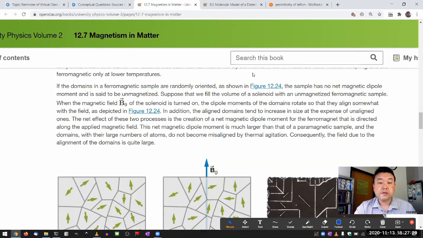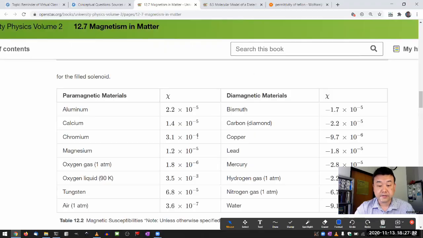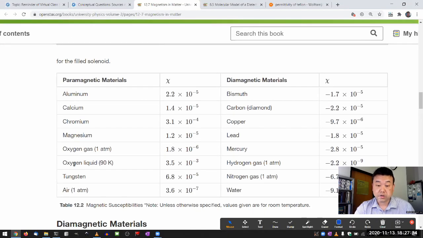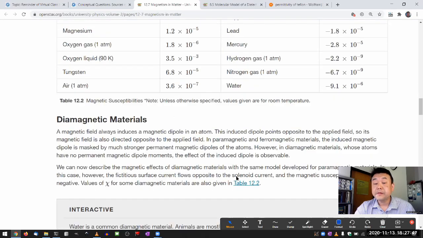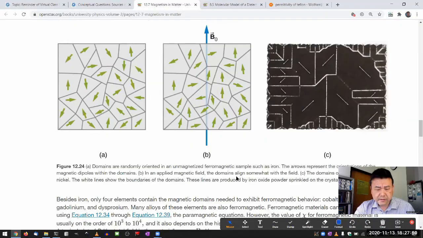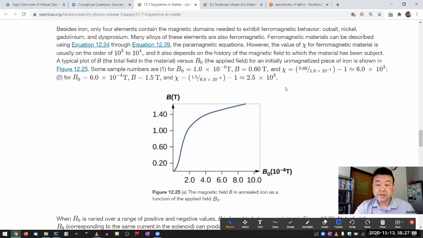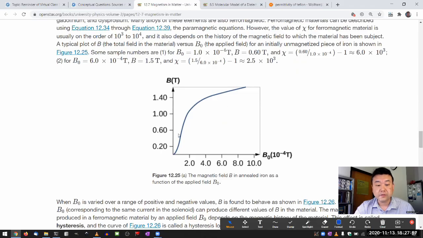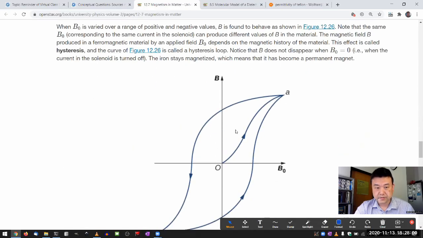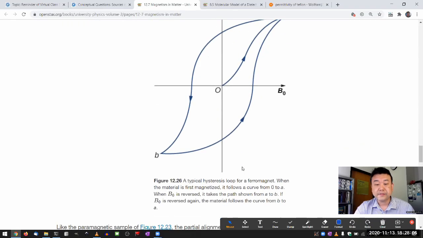Compare that with the constant for the paramagnetism. The oxygen, even liquid oxygen, which is fairly paramagnetic, is 3.5 times 10 to the minus 3. So it's about a million times more polarizable than some of the most paramagnetic material. And with the ferromagnetic materials, you will see that your textbook doesn't give you a table of polarizability. That's because it's not quite linear. So in fact, it also exhibits hysteresis, which we won't really get into. You can read about it. It's a fairly interesting effect.